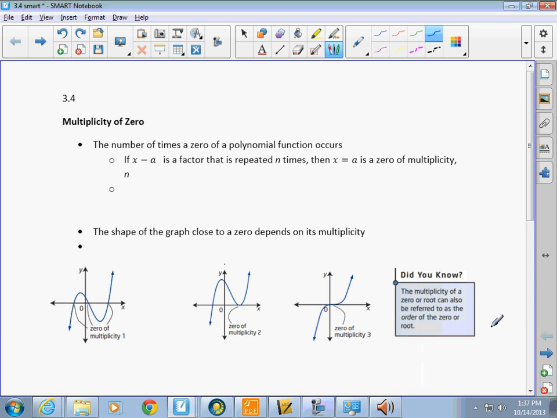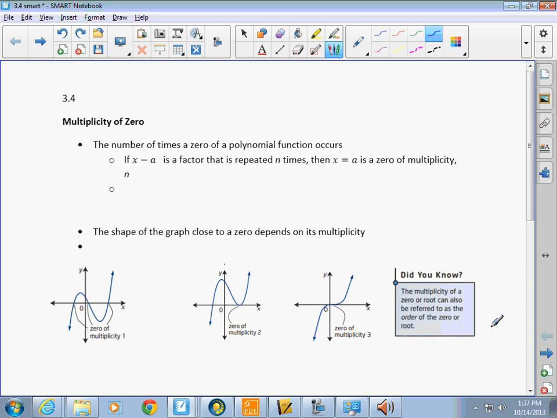Okay, so section 3.4 here is on the multiplicity of 0. Not really anything new because we're still going to use what we've learned in the last 3 sections, but this time we're going to use the factors to help us draw the graph of a polynomial function. So it says the number of times a 0 of a polynomial function occurs. That's what the multiplicity of 0 is.